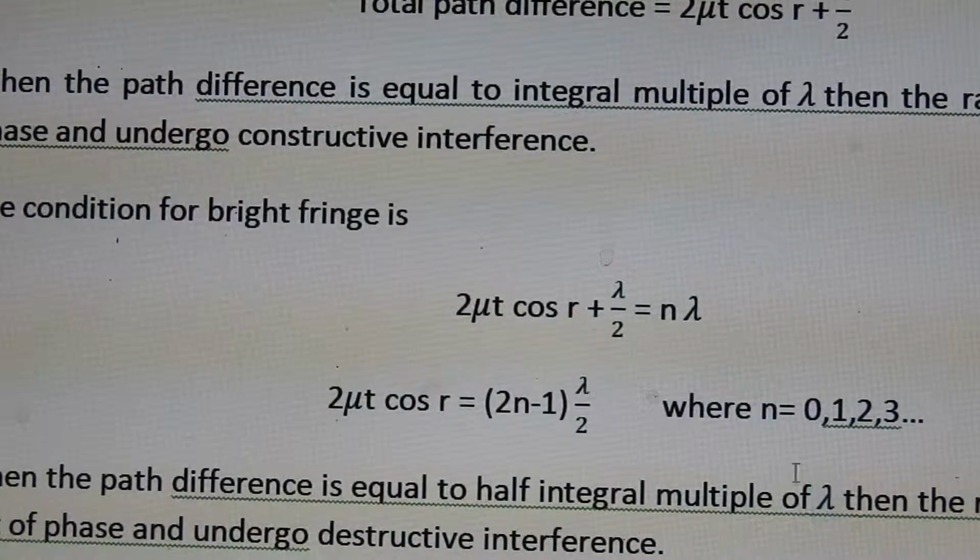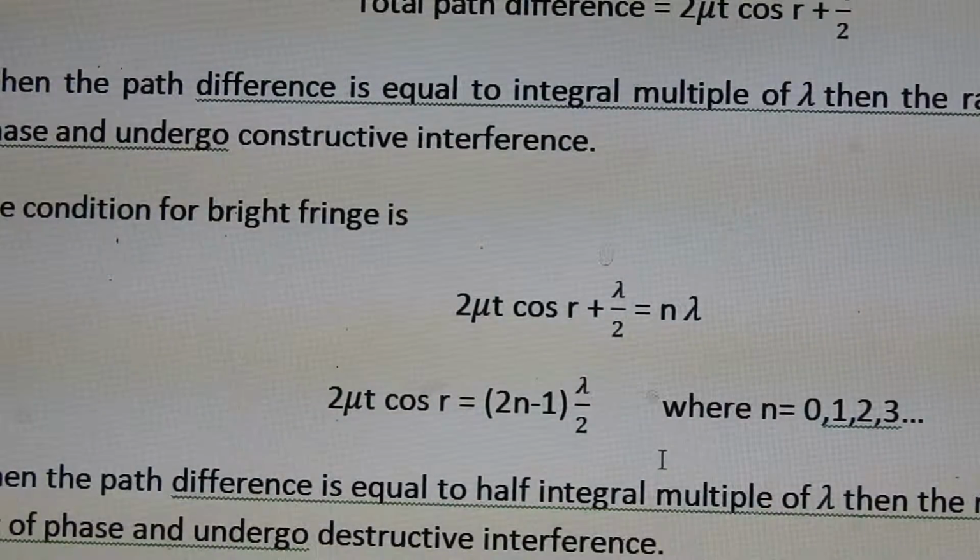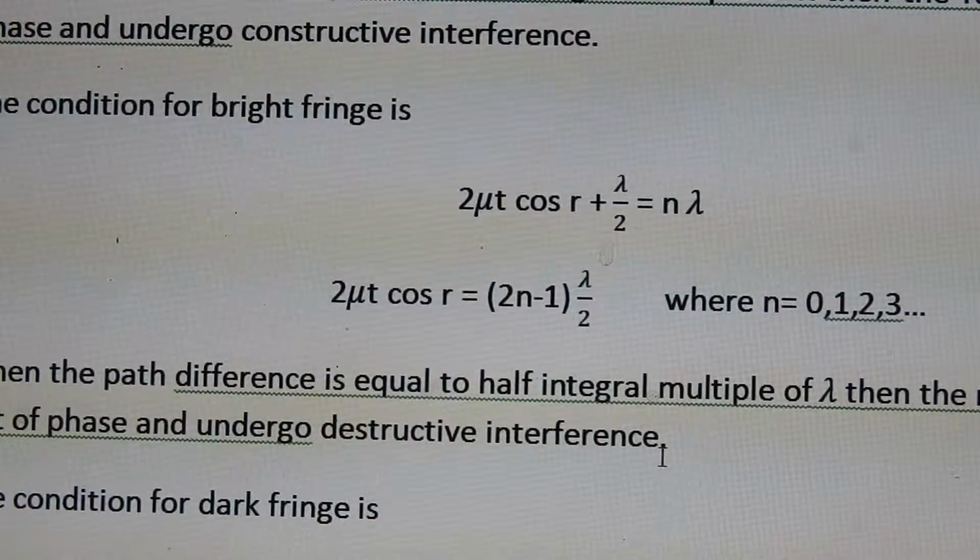So like this, when n is equal to 0, 1, 2, 3, 4, the path difference is an integral multiple, and then you will get a bright fringe.